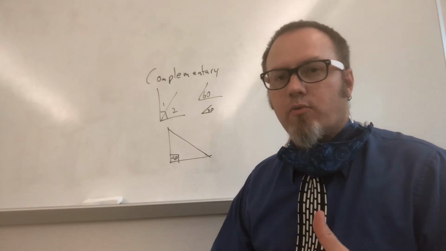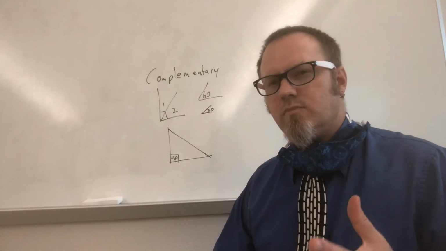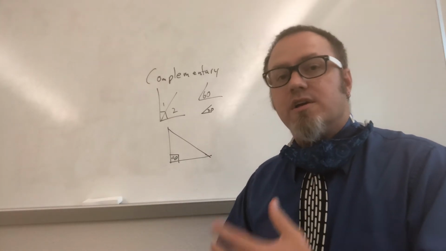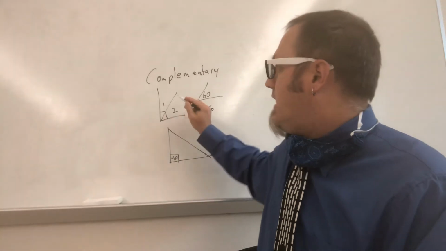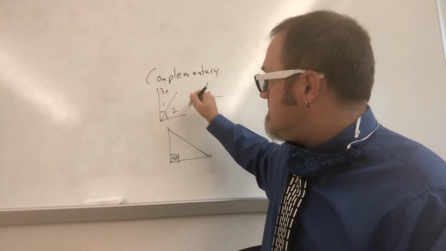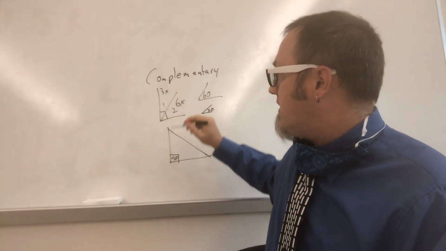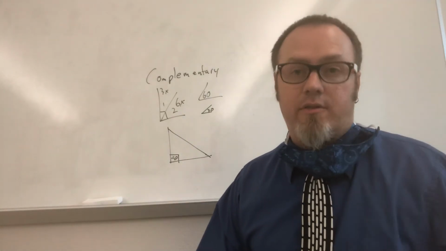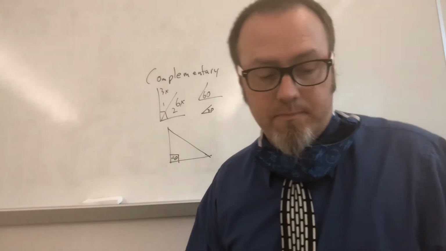The last thing that you'll really need in your toolkit to kind of work your way through the quiz as far as complementary is just knowing that if you have something like angle 1 here is 3x and angle 2 here is 6x, and it says they're complementary, you will add them together and make them equal 90, okay?